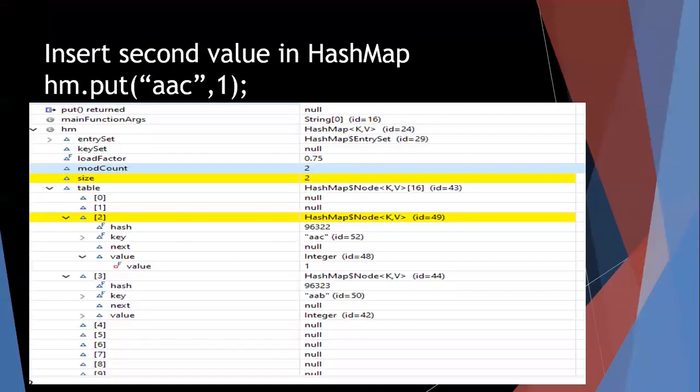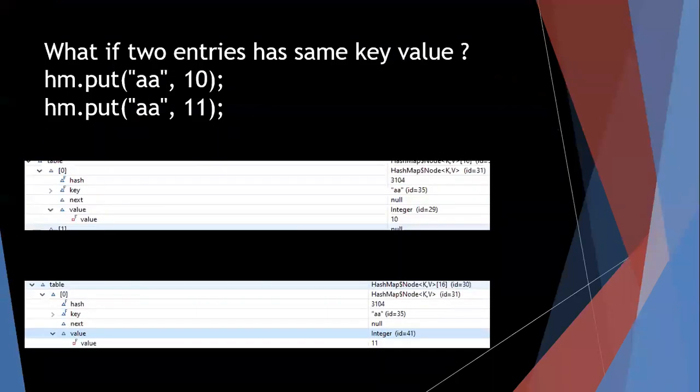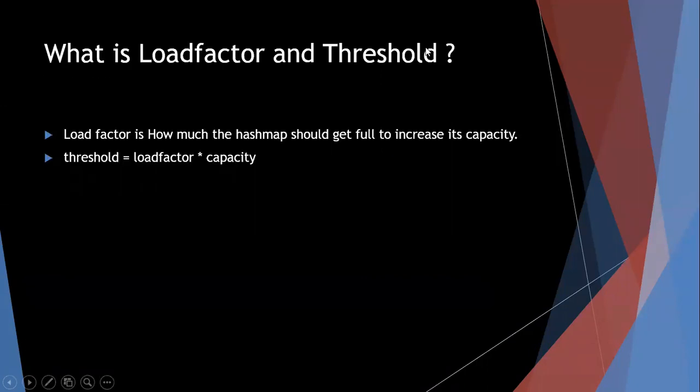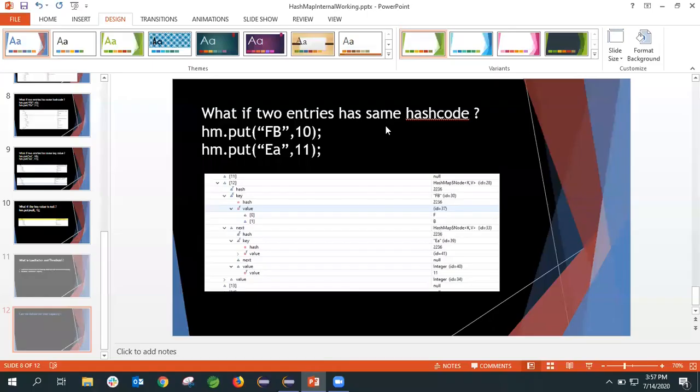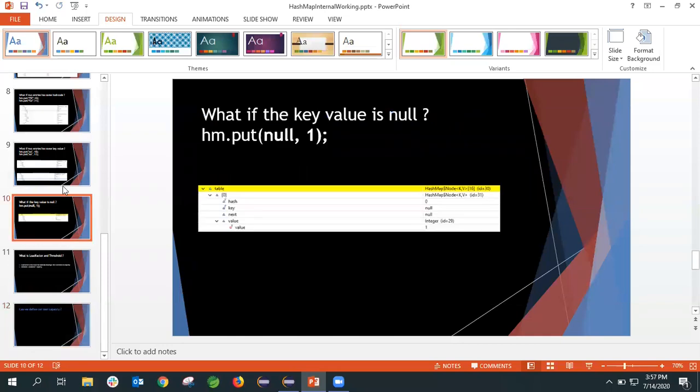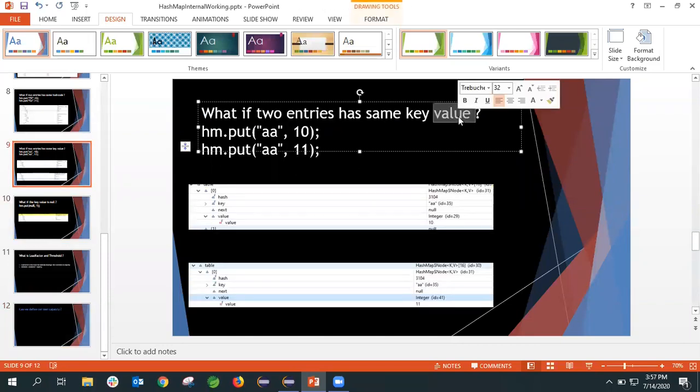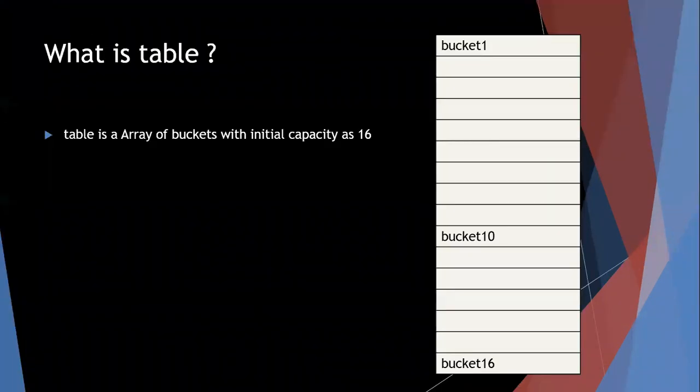Next, let's move to the other concept. What if two entries have the same key? I'm giving the same key AA and a different value. Sorry, here it is only the same key, not the same value. Let's change that a bit. Same key, not value.